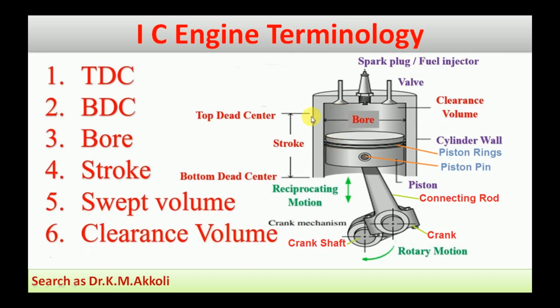The clearance volume is the volume which remains at the top when the piston is at the top dead center. This is the clearance volume. This swept volume and clearance volume we are going to use to calculate the compression ratio. The compression ratio is the ratio of the total volume to the clearance volume. The total volume is the sum of swept volume and clearance volume. Okay, this is about some terminology, and some other terminology concerned with the performance of the engine.